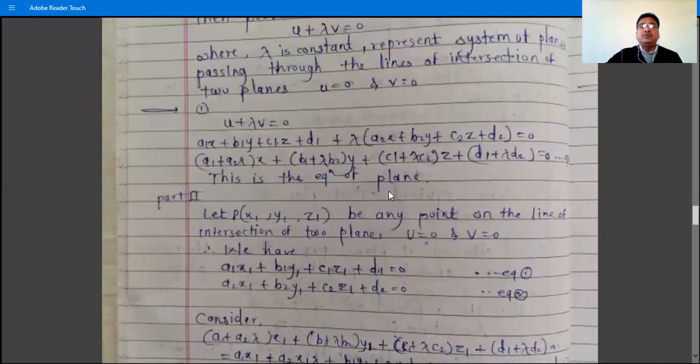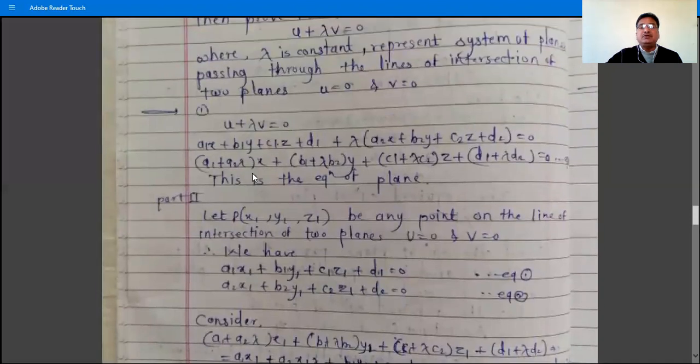We have to prove this equation, naming it as star. So we have to prove this plane passes through the line of intersection of the two planes U = 0 and V = 0. That is, every point of the line lies on this plane.